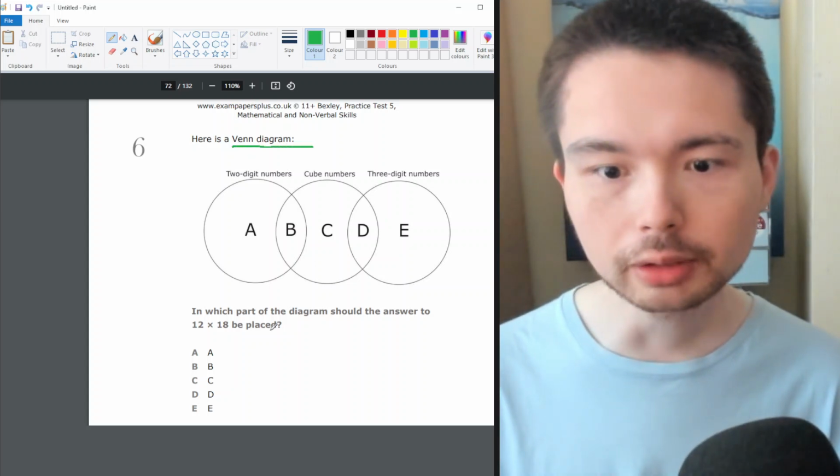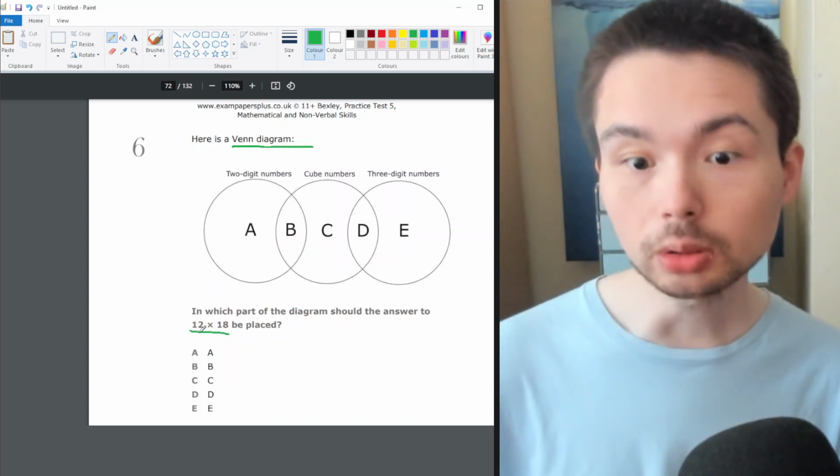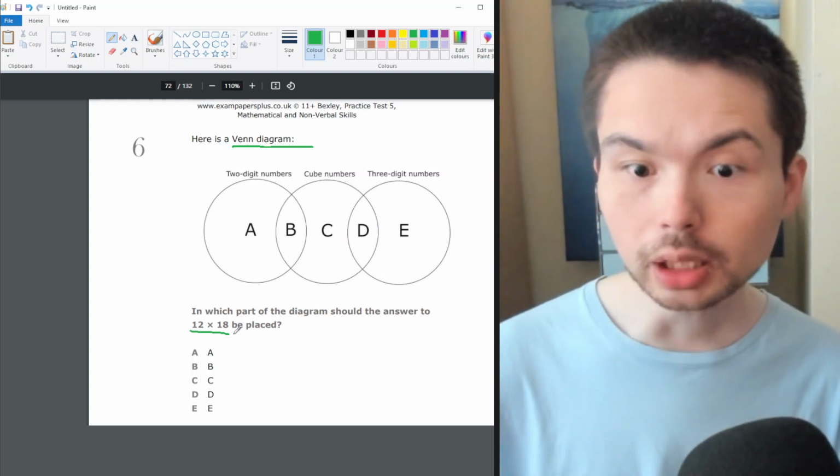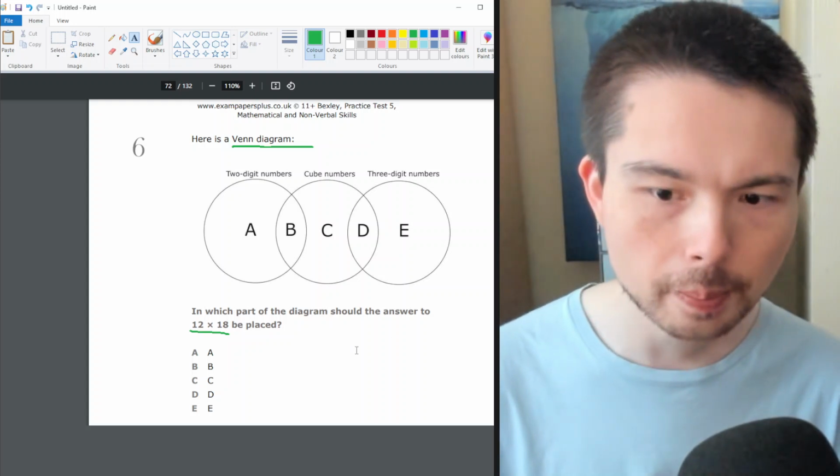Here is a Venn diagram. In which part of the diagram should 12 times 18 be? Okay, so some of you guys might have worked that out. Yeah, fair enough. Let's do that. I'll give you 5 seconds. You can pause the video now. Don't be lazy. Work out.